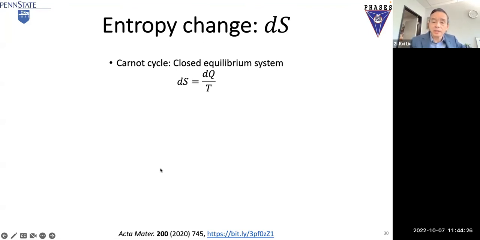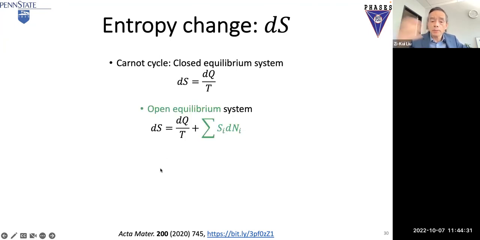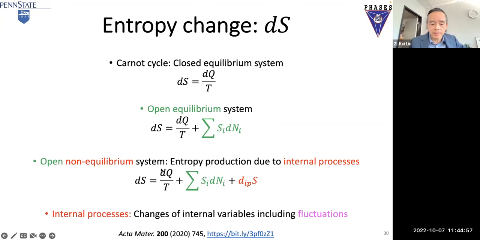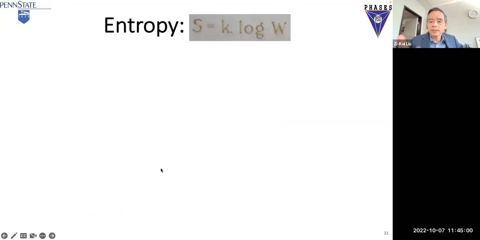We got for a closed equilibrium system, we got this entropy change definition. If you open the system, you add heat, you add the mass, then you get the mass entropy contribution. If the system is not in equilibrium, you get another one, entropy production due to internal process. So this equation covers equilibrium, open system, non-equilibrium. So I call it the open non-equilibrium system entropy change. But okay, this is only change, but we want to get entropy itself, right? Then we have statistical mechanics, okay? That's why we know this equation, they call Boltzmann entropy.